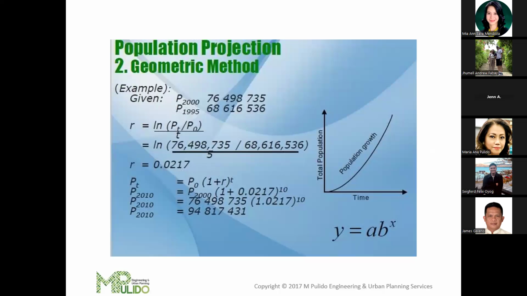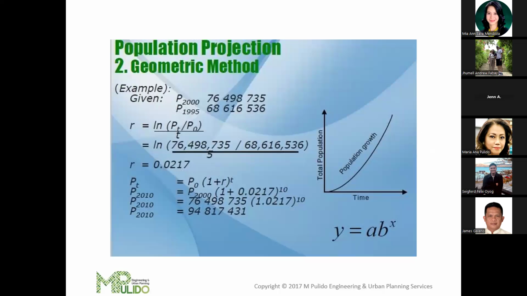And so when we now project from year 2000 to 2010, which is 10 years, P of 2010 equals 76,498,735 times (1 plus 0.0217), raised to the 10.